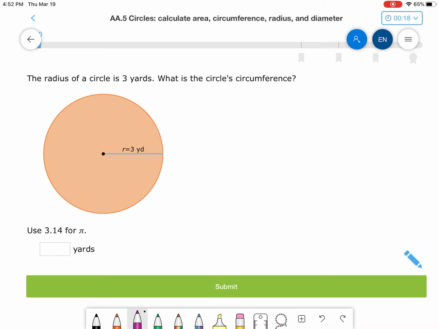Hi everyone. The next few examples are all from AA.5 on IXL. Yours may have different numbers, but the questions should be similar, so hopefully these examples will help you.